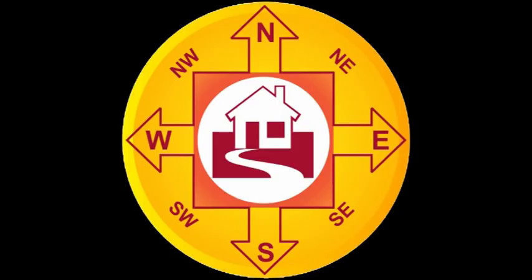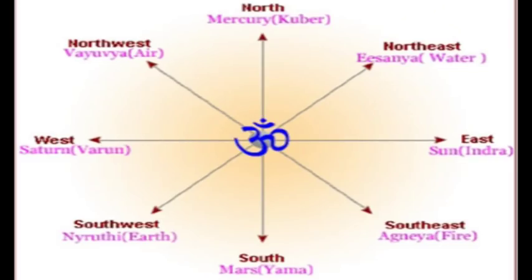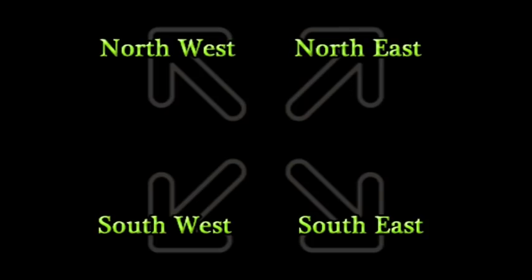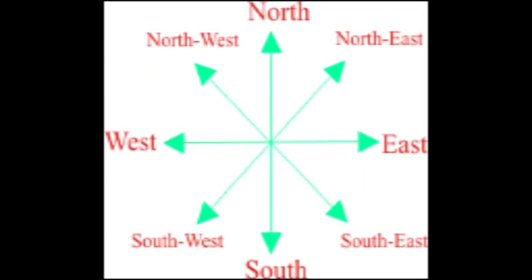We are aware of the 8 directions of Vastu Sastra. They are the 4 sides and the 4 corners. The sides are east, west, north and south. The corners are southeast, northeast, northwest and southwest. They are the English names of the directions and every language would have similar names.